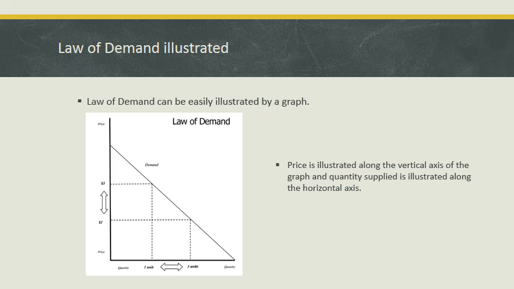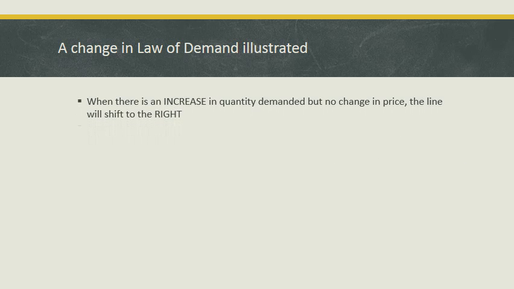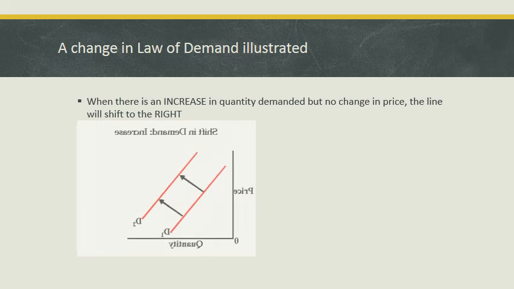For a demand graph, the price is illustrated along the vertical axis of the graph, and the quantity is illustrated along the horizontal axis. When the price increases, the quantity demanded decreases. When there is an increase in quantity demanded, but no change in price, the line will shift to the right.